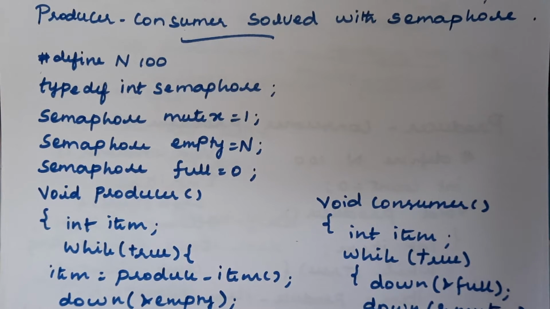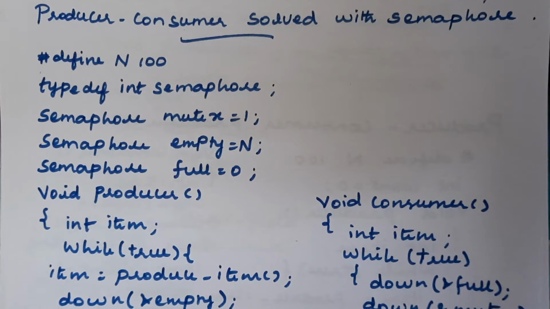Hello everyone. In this video, we will discuss how to solve the producer consumer problem with the help of semaphores. So in the previous video, we discussed the semaphore introduction. What do we mean by semaphore, and what are all the concerned operations that we need to perform if you implement the semaphore concept?